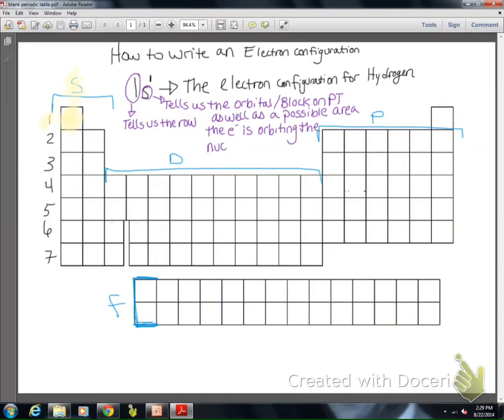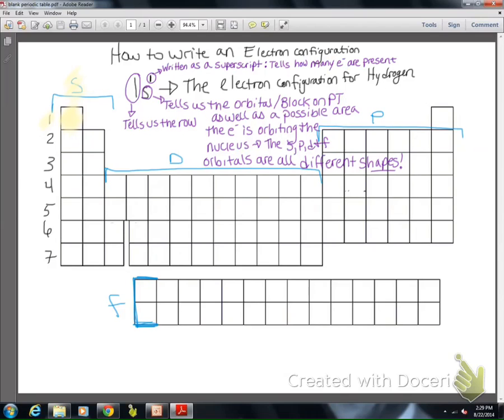And the S also tells us not only the orbital on the periodic table, but it also tells us the possible area around the nucleus that electron is orbiting. Those S, P, D, and F orbitals are all different shapes, and we're going to get into those shapes once we get to the PowerPoint notes. That little superscript 1, it's written as a superscript, it's really important, and it just tells us how many electrons are present in that current electron configuration. So that's the electron configuration for hydrogen.